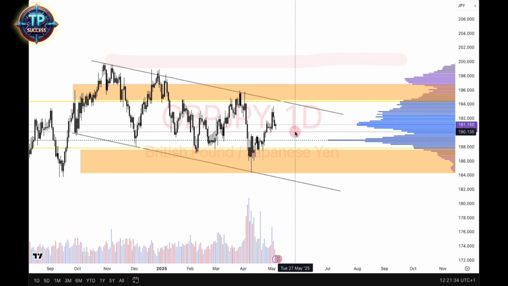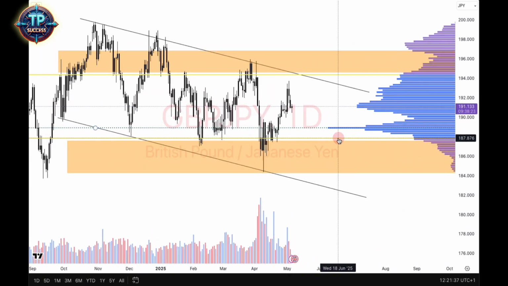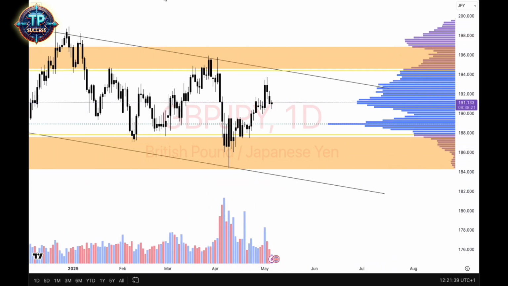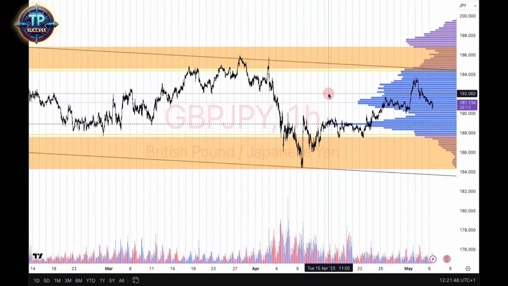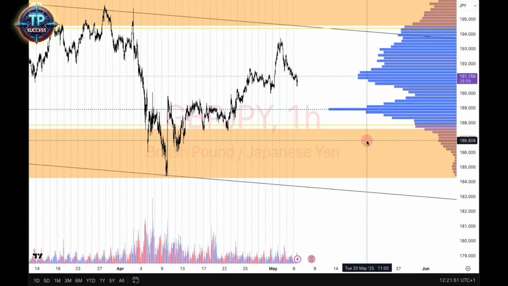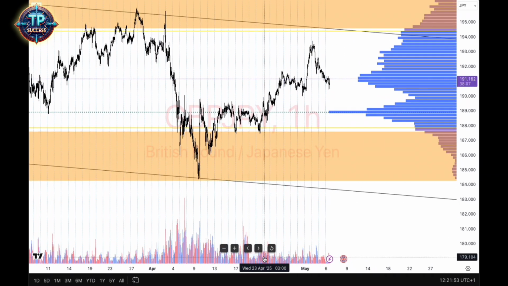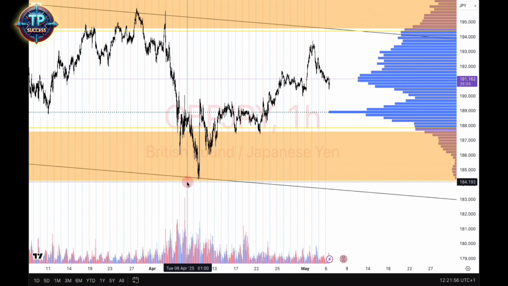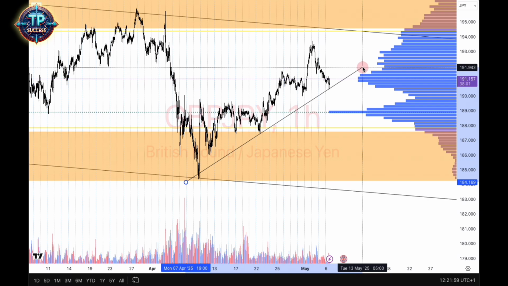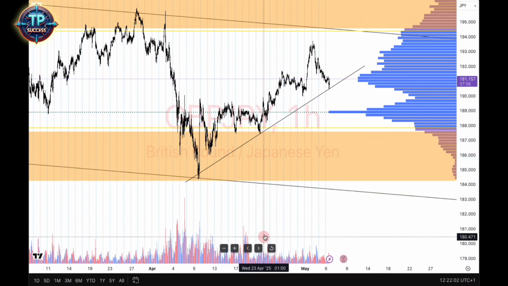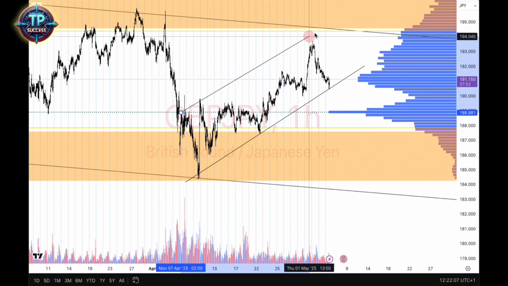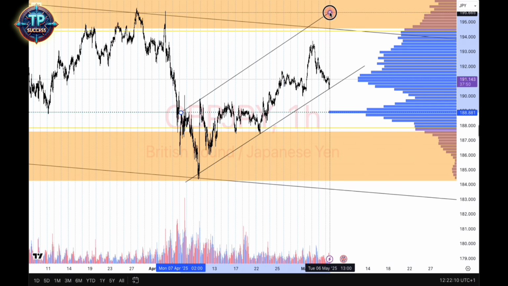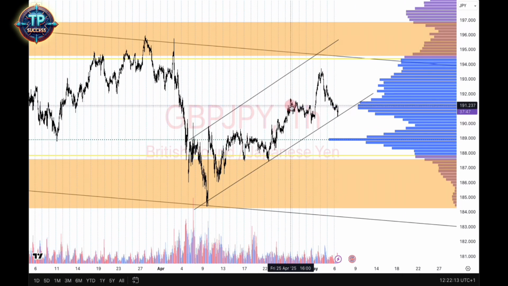With that said, looking at this channel, let's take a look to see what is actually happening if we go into a lower time frame. We're going to go into the 1 hour, and on the 1 hour another channel also emerges. We have another channel right here, and this is where price is moving away from right now. Then we have the top side of that channel that will be up here.